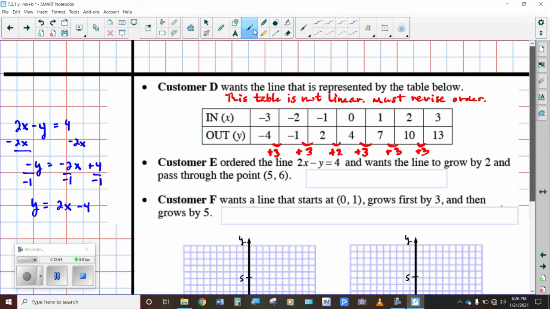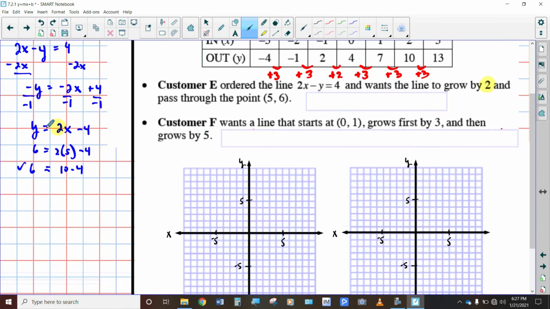So we have what they want. They wanted a growth rate where it grows by 2. That's good. We've got that. But now we have to determine whether or not this is going to pass through 5, 6. So we could do one of two things. We could plug in the 5 here and the 6 there and see if that works out. 2 times 5 minus 4 has to equal 6. Is 10 minus 4 equal to 6? Yes, it is. So it appears as if everything is fine, that this works. But I want to double check it.